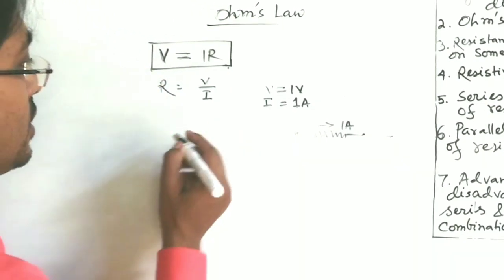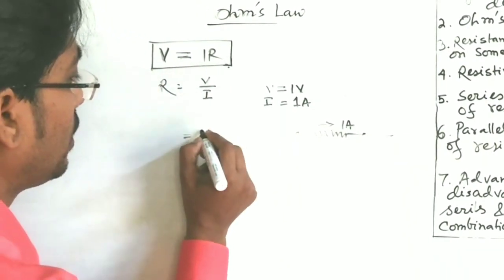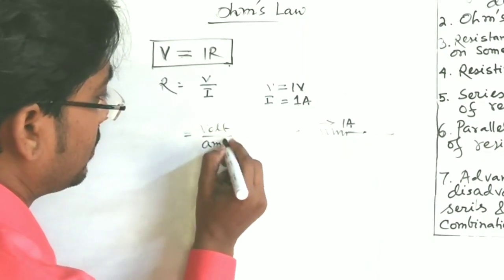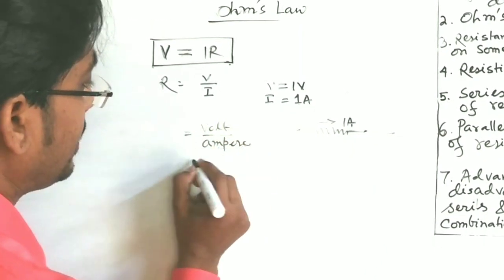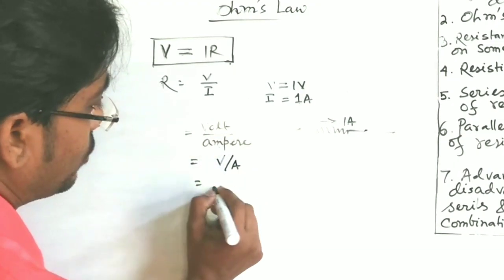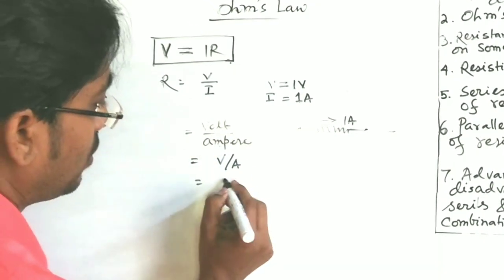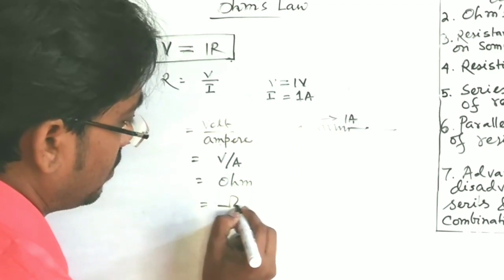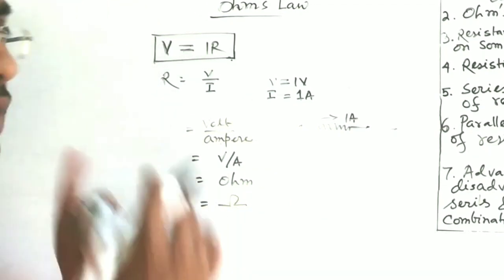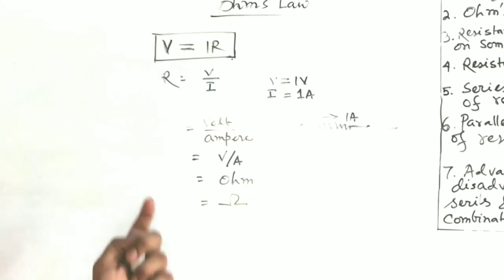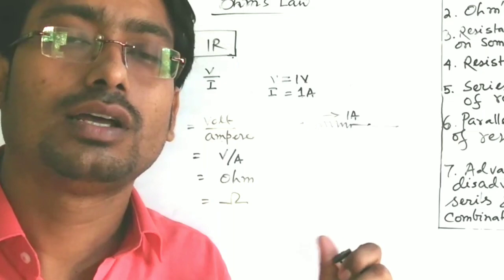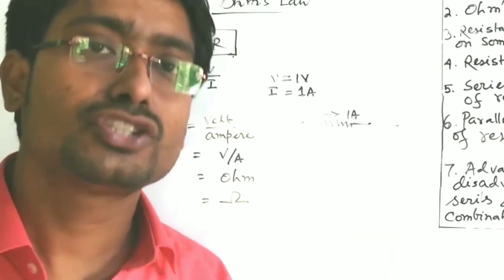The unit of resistance will be volt per ampere, that is V by A, that is ohm. That is called ohm, and the symbol of ohm is that. So this is actually a quantitative idea, the definition of resistance, but qualitatively I will give you the idea of the definition of resistance.